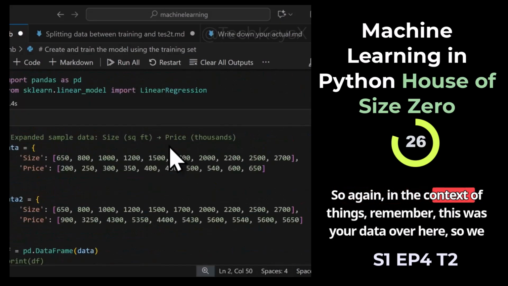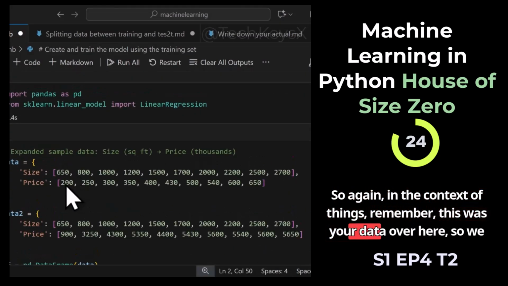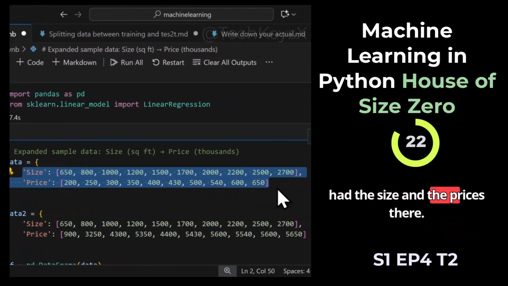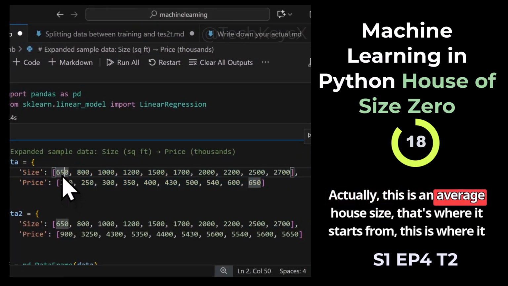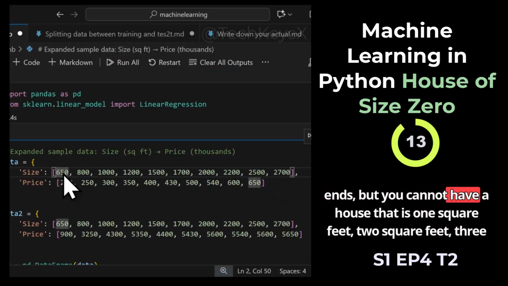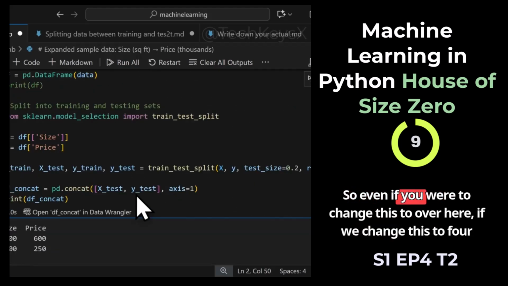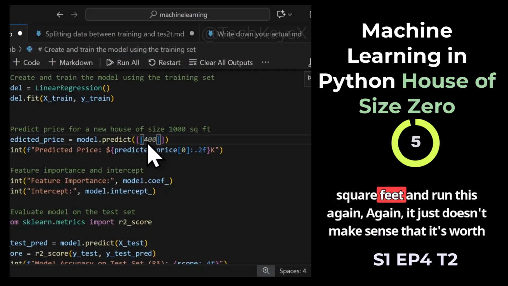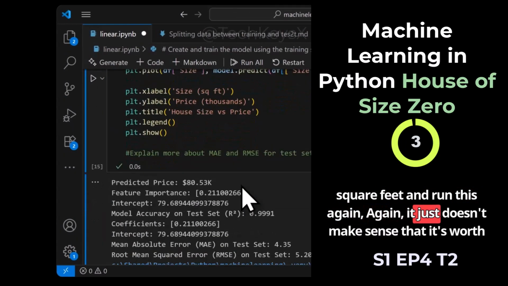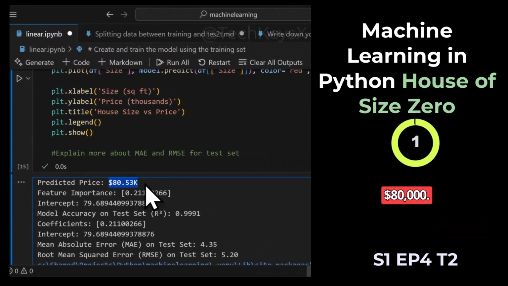So again, in the context of things, remember this was your data over here. So we had the size and the prices there. You need to do it in that context. Actually, this is an average house size. That's where it starts from. This is where it ends. But you cannot have a house that is 1 square feet, 2 square feet, 3 square feet. So even if you were to change this to 4 square feet and run this again, it just doesn't make sense that it's worth $80,000.